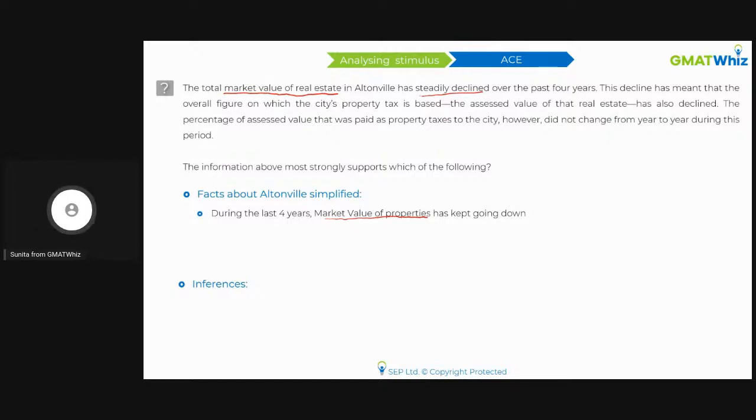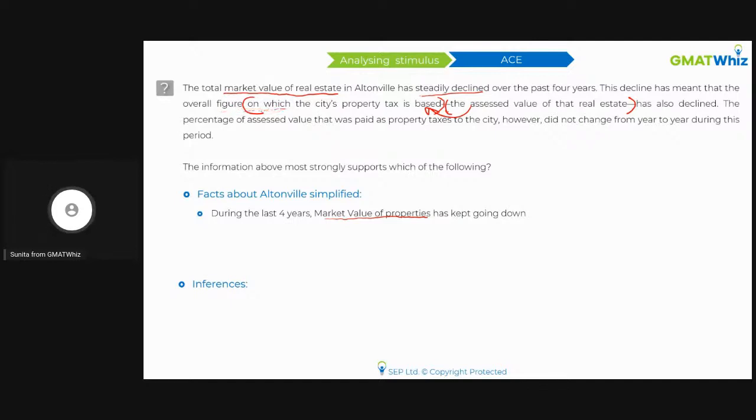The overall figure on which the city's property tax is based. All right. So now we are suddenly talking about the figure on which the city's property tax is based. And then there is some additional information in dashes here. Okay. So the assessed value of that real estate. Now I have another value here. So what is this value called? This is the assessed value of property. And it is this assessed value on which the city's property tax is based. What does that mean? I'll put that together.